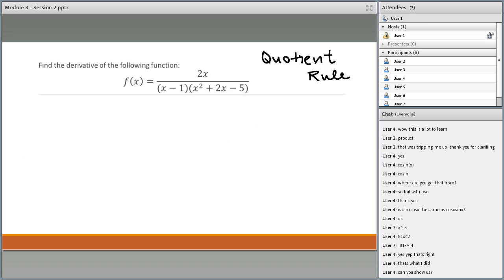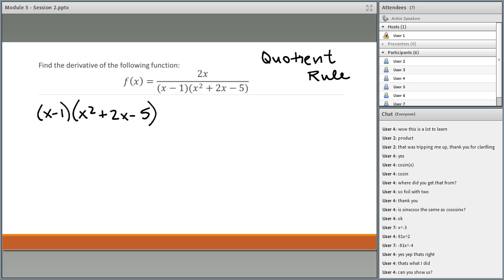Okay, so let's try this question a different way, where we simplify first and then use the quotient rule. So first thing I want to do, I can't simplify the numerator in any way, but I can simplify the denominator. So let me multiply out the denominator. So I have x minus 1 times x squared plus 2x minus 5.